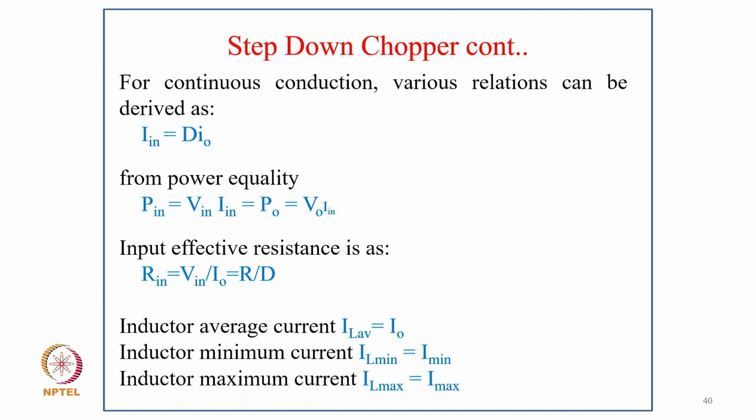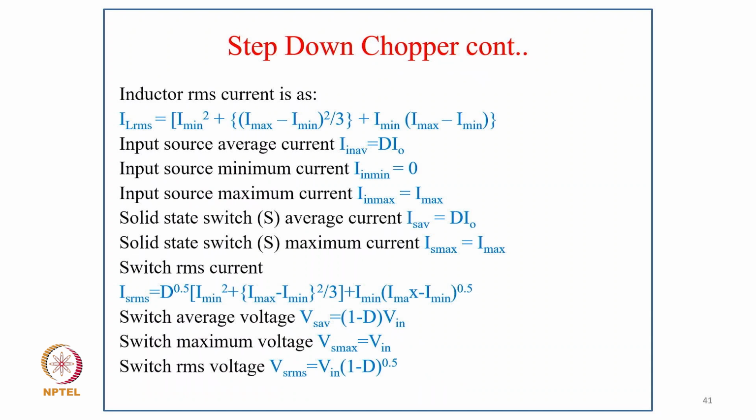I in equal to d I0, and from the power equality we can write P in equal to V in into I in equal to PO equal to VO I0. So the input effective resistance can be made equivalent to R in equal to V in upon I in, or equal to R upon D. The inductor average current will be I average equal to I0 average, the inductor minimum current will be I minimum, and the inductor maximum current will be I maximum. So the inductor RMS current, I LRMS, will be equal to the square root of I minimum square plus (I max minus I minimum) square by 3 plus I minimum into (I maximum minus I minimum).